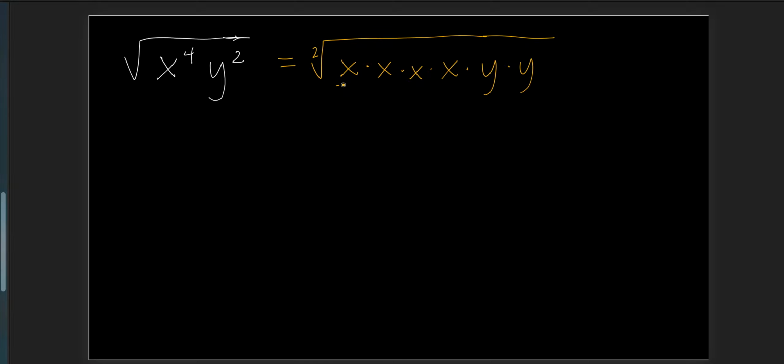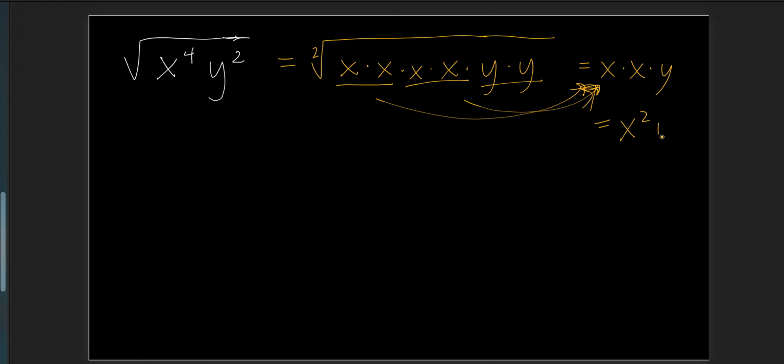So we're looking for pairs of things. For every pair, we take one out. So an x comes out, another x comes out, and then a y comes out. And then a y comes out. So that means x squared y is my answer.